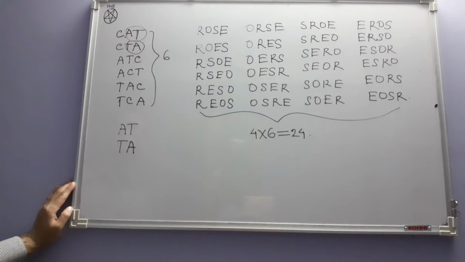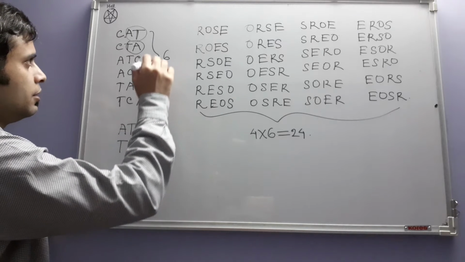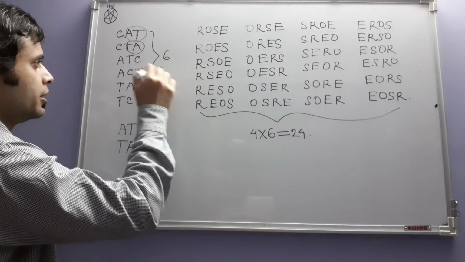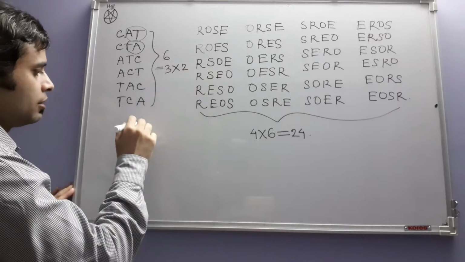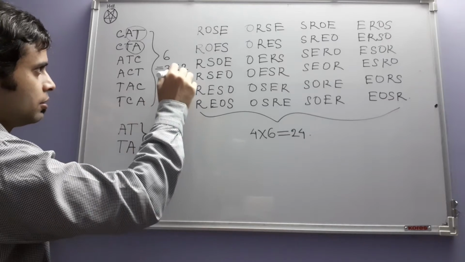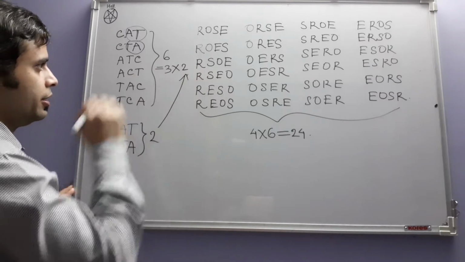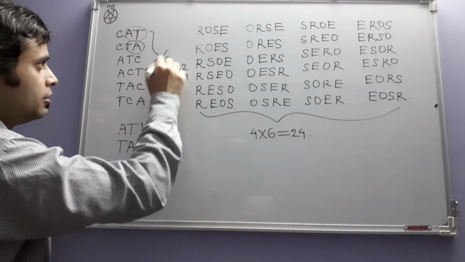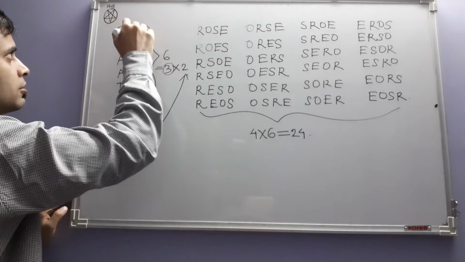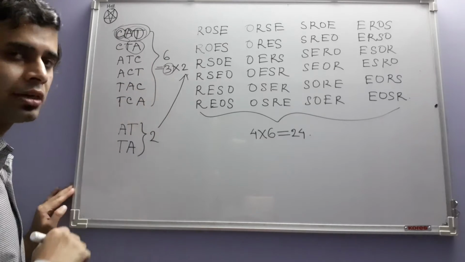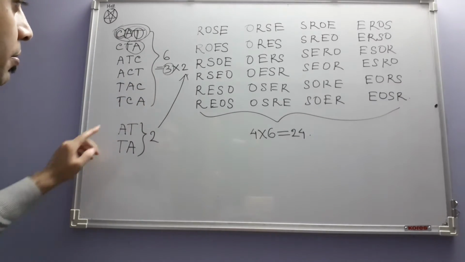Now, do you see a pattern here? You see, 6 can be written as 3 times 2, where this 2 appears here. And what is 3? 3 is the number of distinct objects for which we are trying to find the number of arrangements.